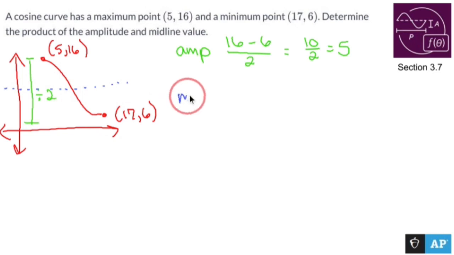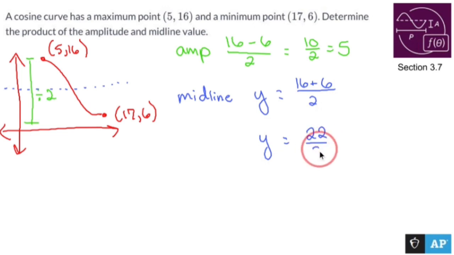Our midline is going to be the equation that cuts through the middle of my maximum and minimum value. In other words, it's going to be the average of my maximum and minimum value. You find the average by doing 16, the maximum, plus 6, the minimum, and then divide that by 2. 16 plus 6 is 22, the Taylor Swift special. And then when you divide that by 2, you get 11. So that's my midline value, and my amplitude was 5.